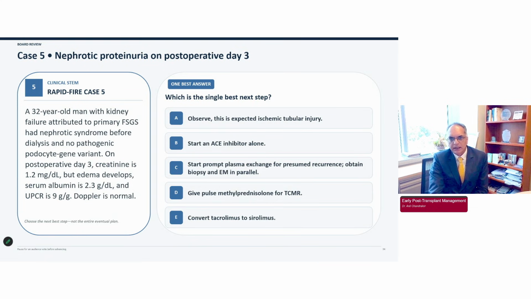Observe. This is expected. Ischemic tubular injury. Start an ACE inhibitor alone. Start prompt plasma exchange for presumed recurrence. Obtain biopsy and EM in parallel. Give pulse methylprednisone for T-cell mediated rejection. Convert tacrolimus to steroids.